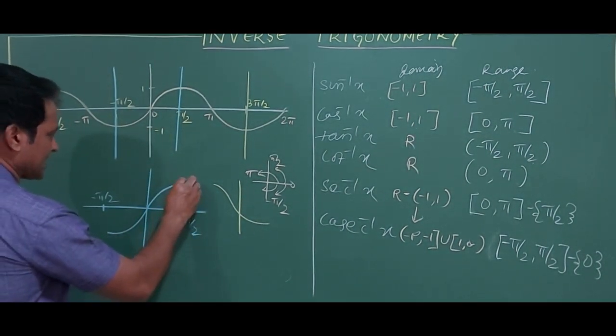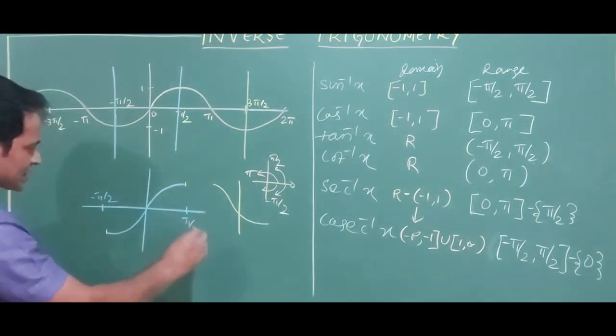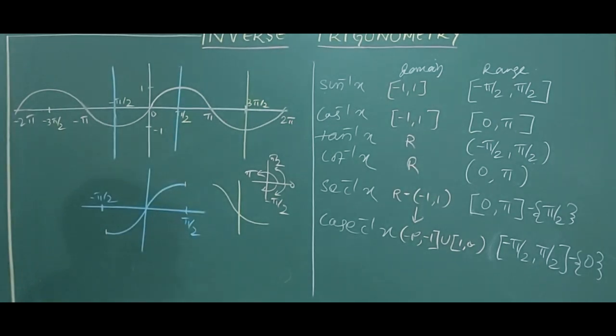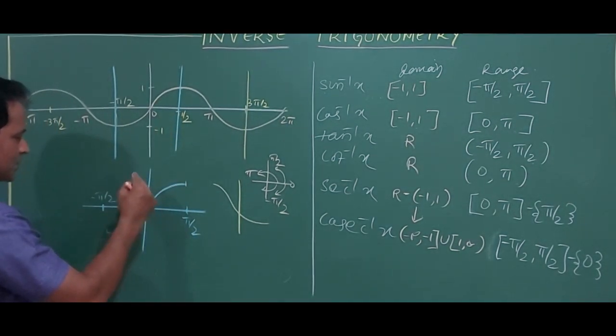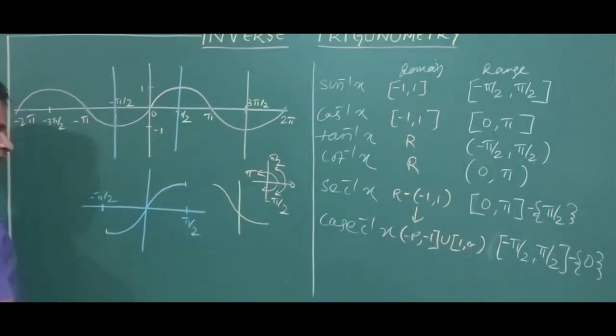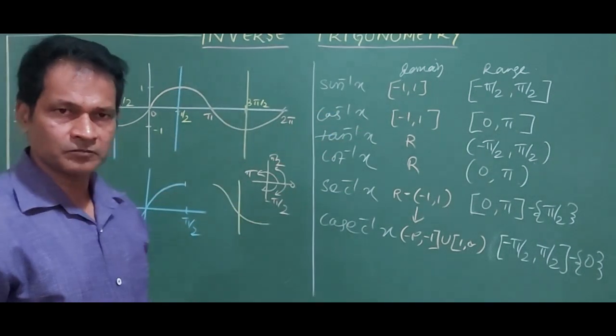That means this is the sin x graph, now restricted between these limits. Now I draw a line parallel to the x-axis here. What do you get? It is not going to cut more than once. So this function is now one-one. I will not extend it. This is one-one between minus pi by 2 to pi by 2. That's what I have written.